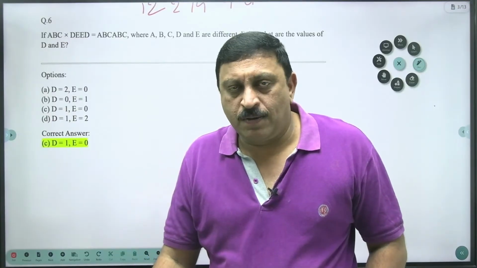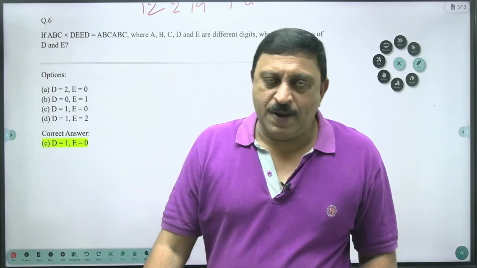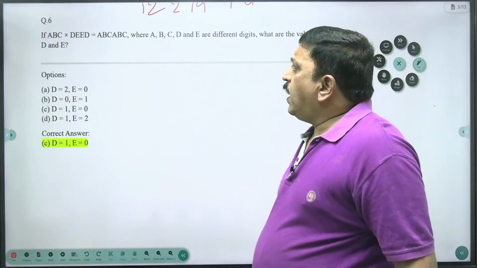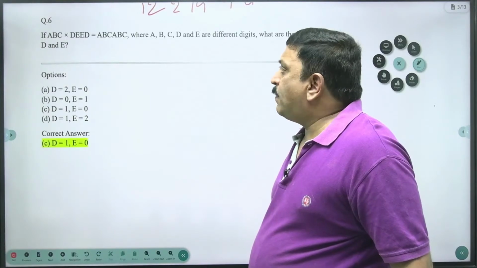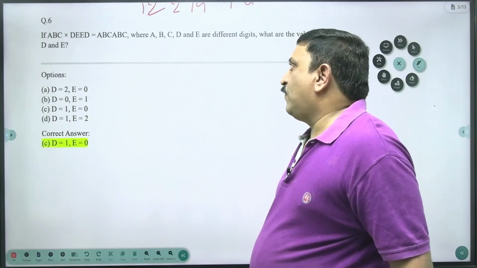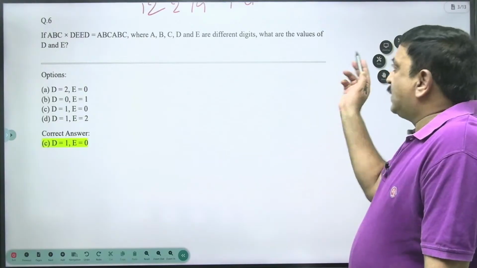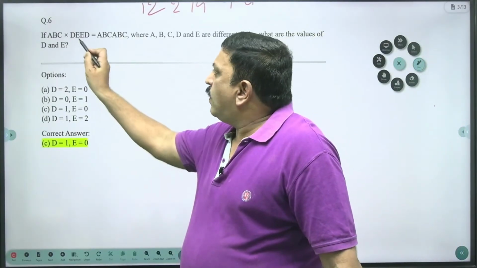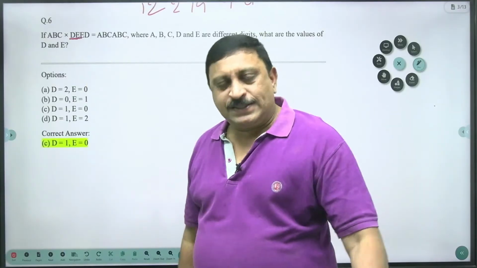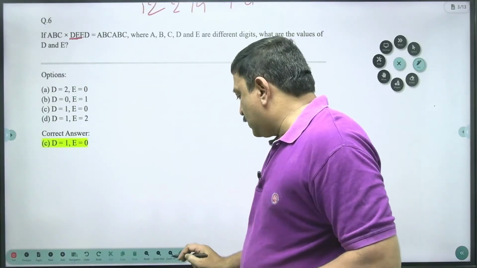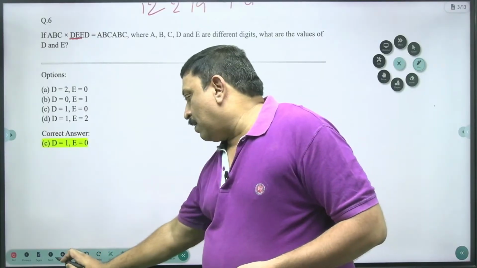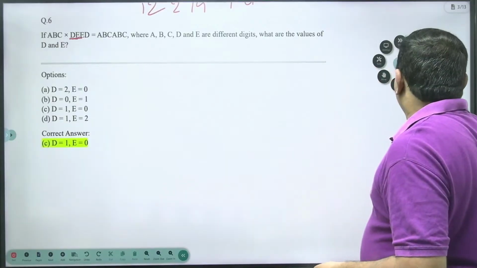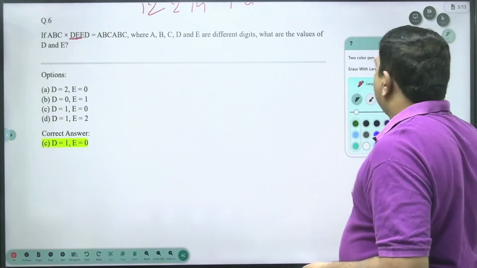A separate section of logical reasoning. This is both mathematics and logical reasoning. Both are there here. You see here, if ABC into DEED is equal to ABC, where ABCDE are different digits, what are the values of D and E? What are the values of D and E? See, the point is here, I have to give some insight on this one. There are so many cases where we come across, right?